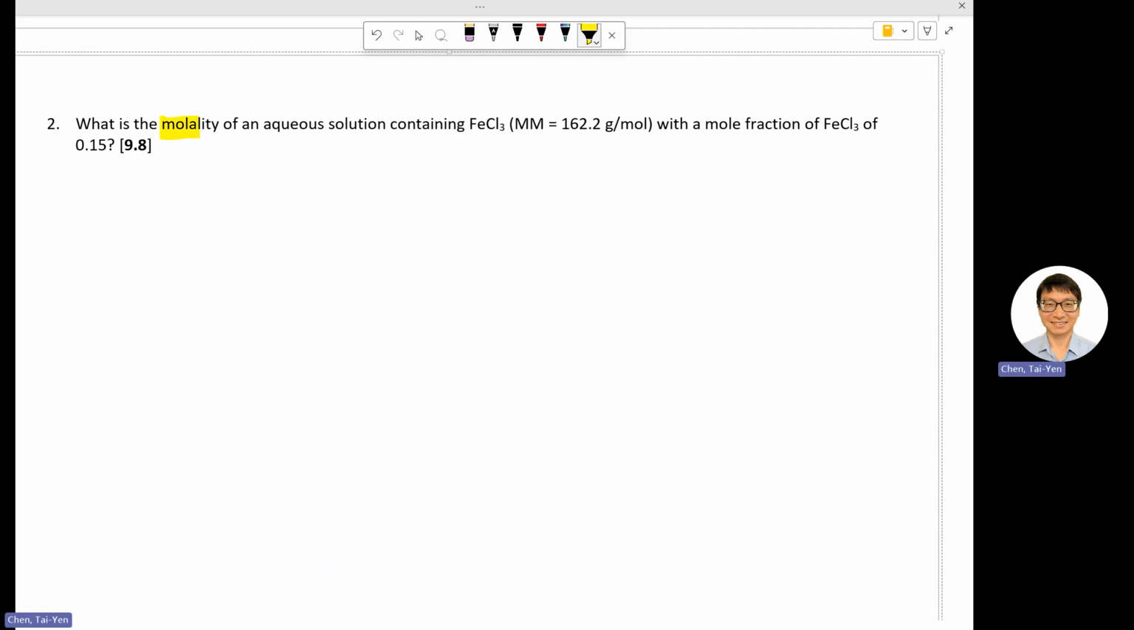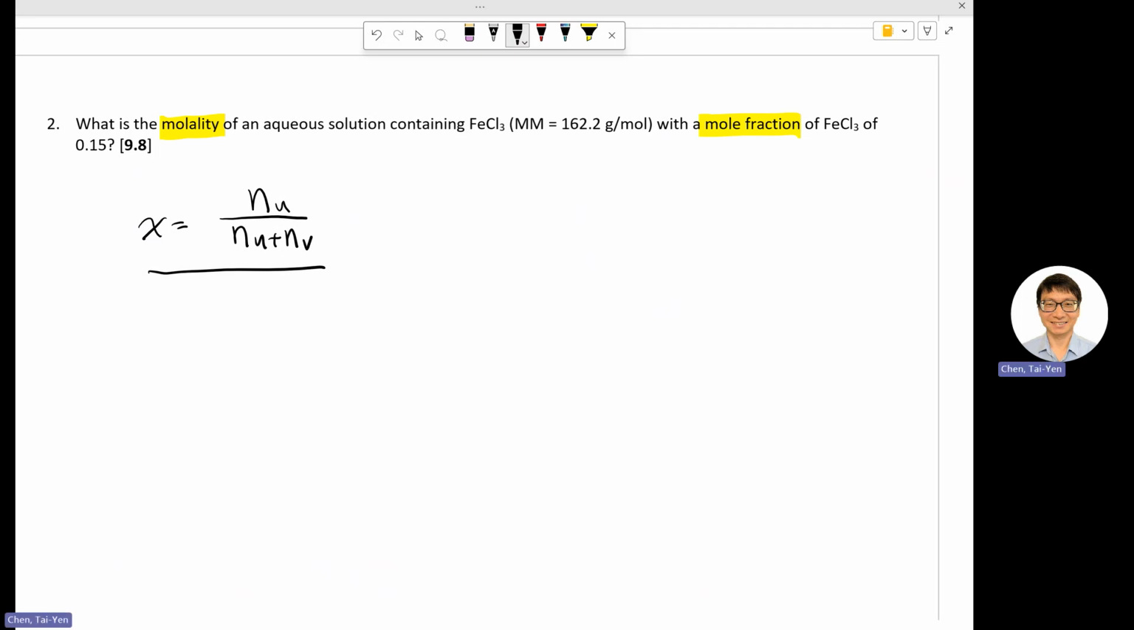Very good. Right now you can see the keywords easily, right? So I would suggest that you just write down what is known. The mole fraction, right? The mole fraction is defined as the moles of your solute divided by the sum of the moles of solute and solvent, right? Okay, that's the definition of mole fraction. So that's your starting point.